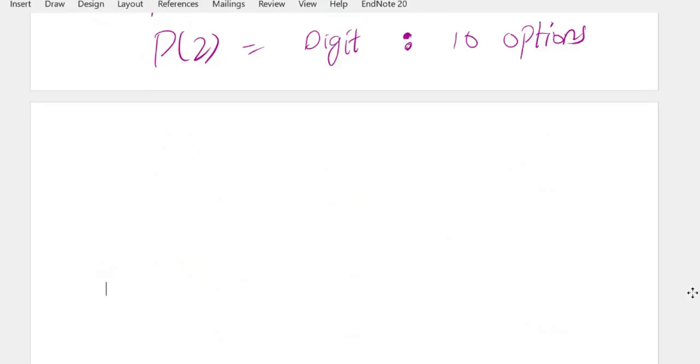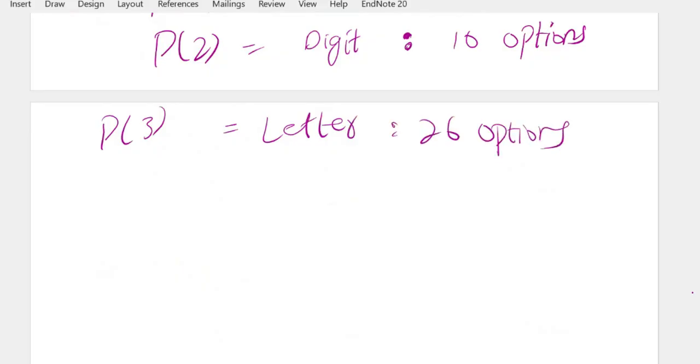Okay, in position 3 we have 26 options. P3 again is a letter, we have 26 options. And for P4, a digit, again we have 10 options.